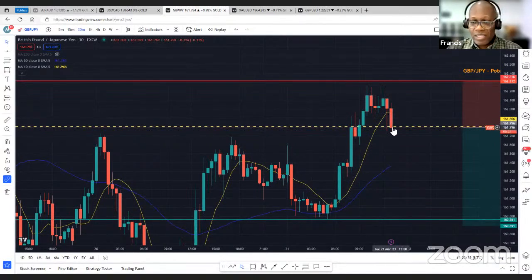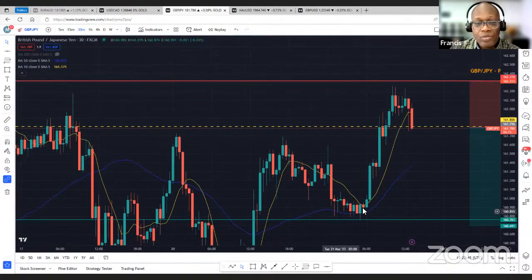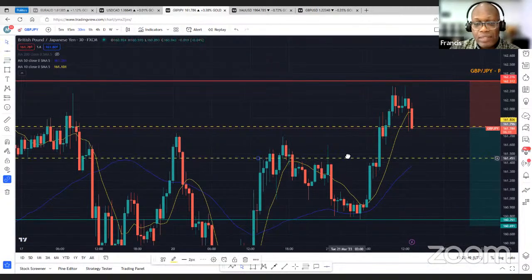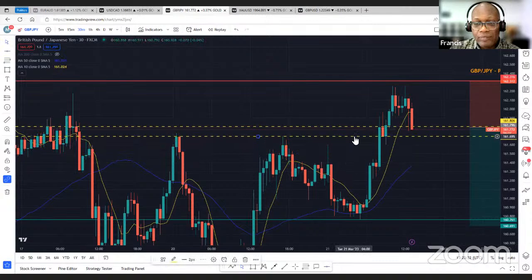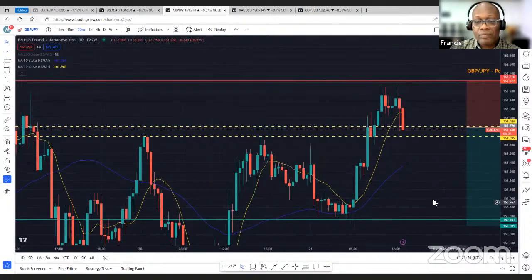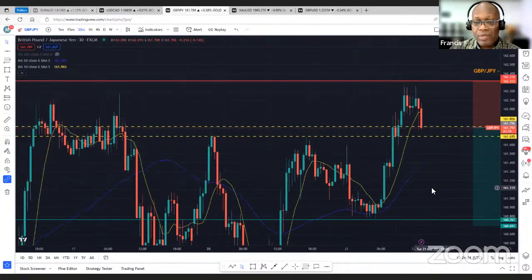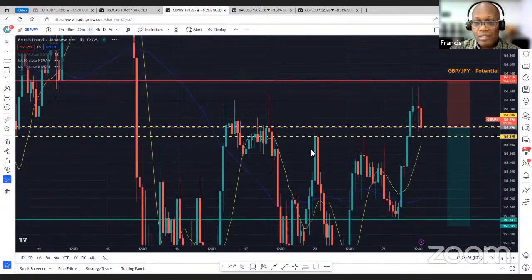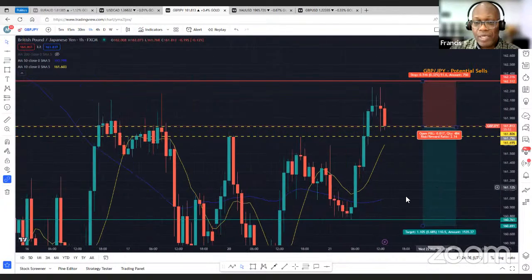So if this closes as a bearish candle, I would be looking to sell, and then hopefully take it all the way down. That's what I'm looking to do with this one. Let's check the 1 hour.